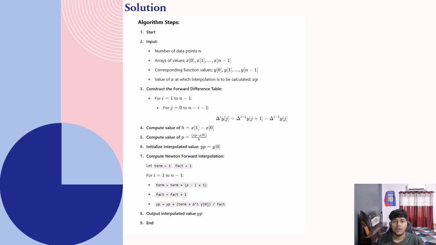Each term involves a binomial coefficient multiplied by the kth forward difference. The algorithm iteratively computes this sum to approximate the function value at x. This method is particularly useful when the data points are equally spaced, such as in time series analysis. Here we have written the algorithm as you can see. So let's move to the next question.